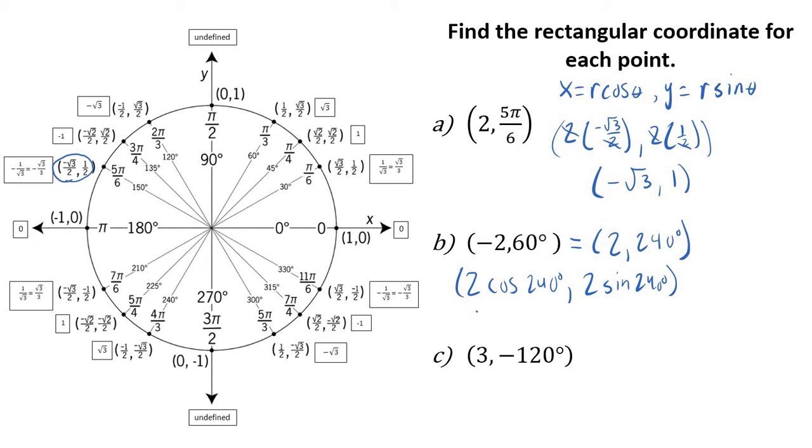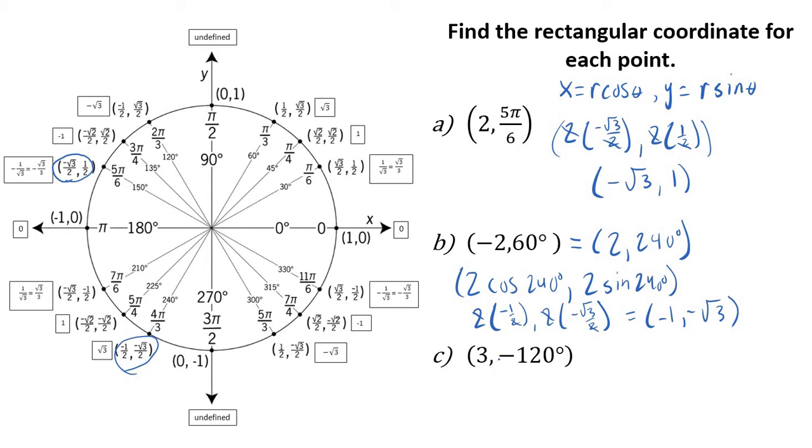And so now let's just substitute in. So 2 times cos of 240. Let's find 240 right here. So here's where we're looking. So cosine is negative 1/2, and so our other one is negative root 3 over 2 for the sine. And of course, if we simplify those, very similar to what we just did, right? 2 and 2 is going to divide out, and so we get the coordinate negative 1, negative root 3.